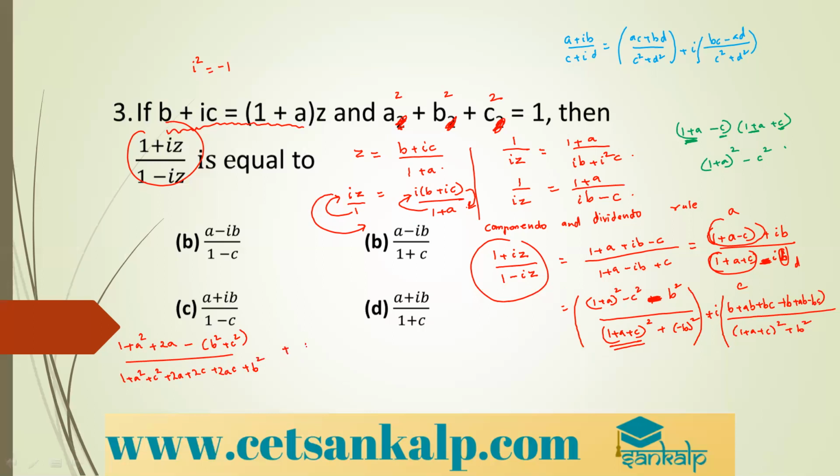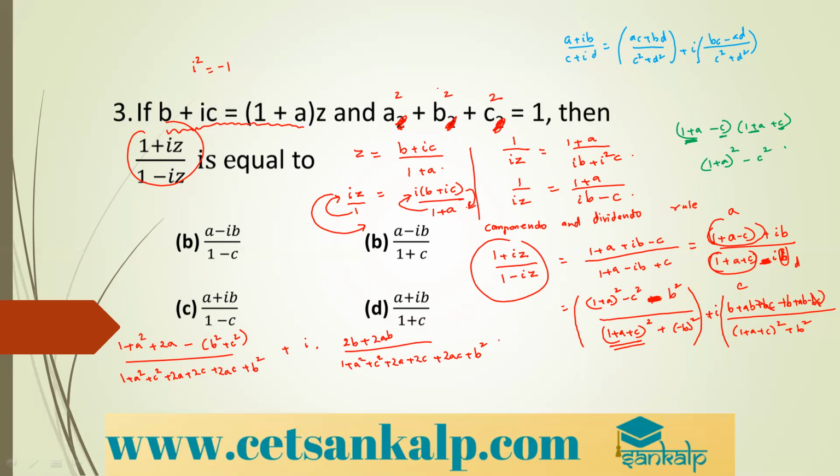Similarly, in the imaginary part, I into, what will you do here? Imaginary part, you can cancel BC and BC. So what is left? 2B plus 2AB. Denominator same: 1 plus A square plus C square plus 2A plus 2C plus 2AC plus B square.